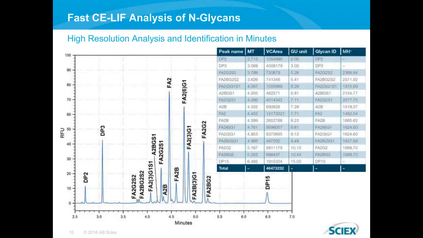So this is just a quick look at where we're going to go. We've got this really fast CE-LIF analysis that we can do for N-glycans, and it's going to give you both a high-resolution analysis and identification of all of your peaks in just a couple of minutes. You can see the electropherogram here, the run with the final standard coming out, DP15 there, at about 6.5 minutes. So you can run your whole sample in under 7 minutes, and you can get quantitative results and peak identification at the same time. So that's kind of the proof point.